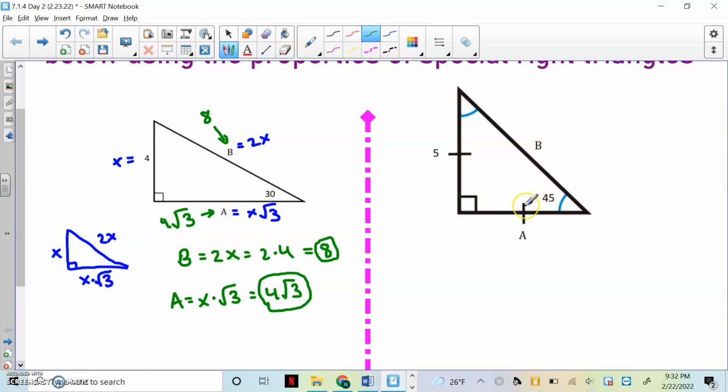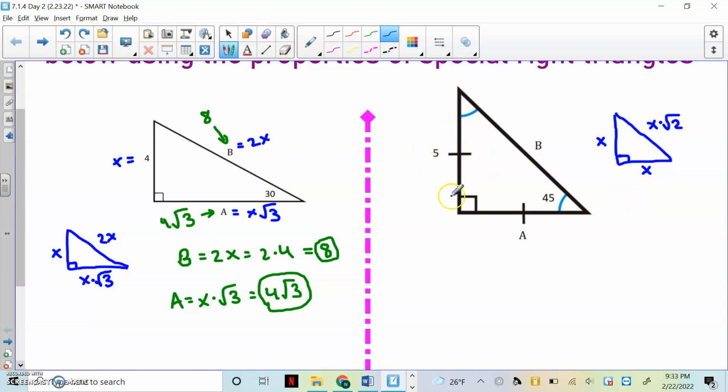Let's go ahead and do a 45, 45, 90 now. Let's draw the model triangle first. Okay, so our 45, 45, 90, we know that the legs are the same. Those are going to be some x. And then the hypotenuse is the value of x times the square root of 2.